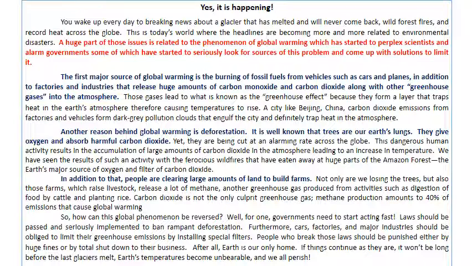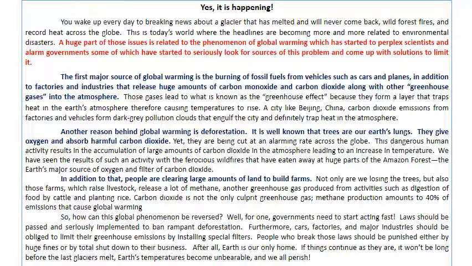Okay, remember this writing sample. It is in your ebook, it is in the PowerPoints, so go through it thoroughly. Look at the parts I highlighted. I started with the hook. You wake up every day to breaking news about a glacier that has melted and will never come back, wild forest fires everywhere, and record heat across the globe. You know, every day you open the news, there will be something related to the environment. And then background information, and finally in red, this is your thesis statement.